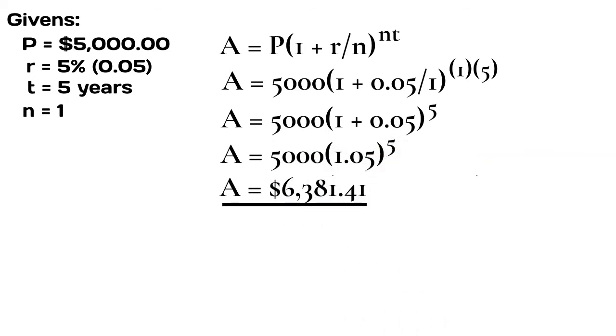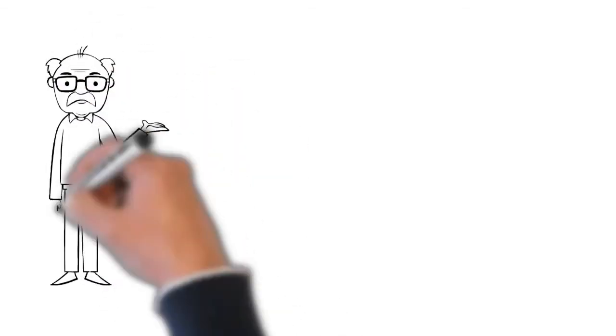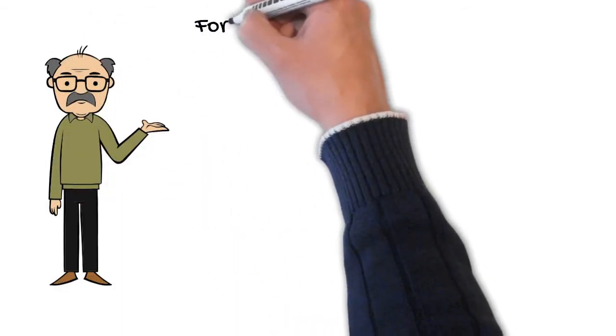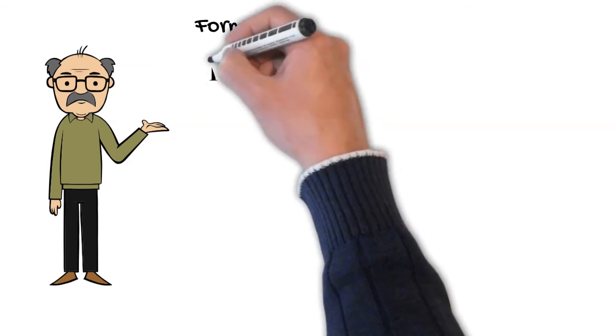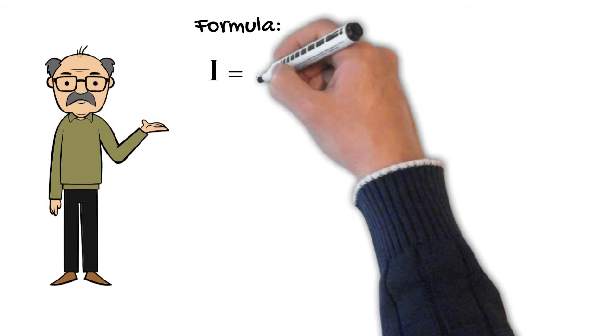Before we move to the next part of the problem, let's reflect on something. The total amount is really the sum of the principal and all the interest accumulated. So then it should make perfect sense that a formula to find the interest is A minus the principal, where A is your total amount.